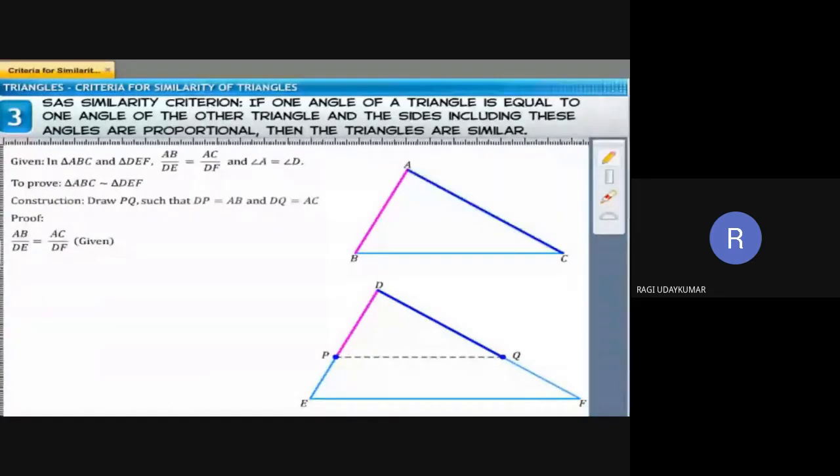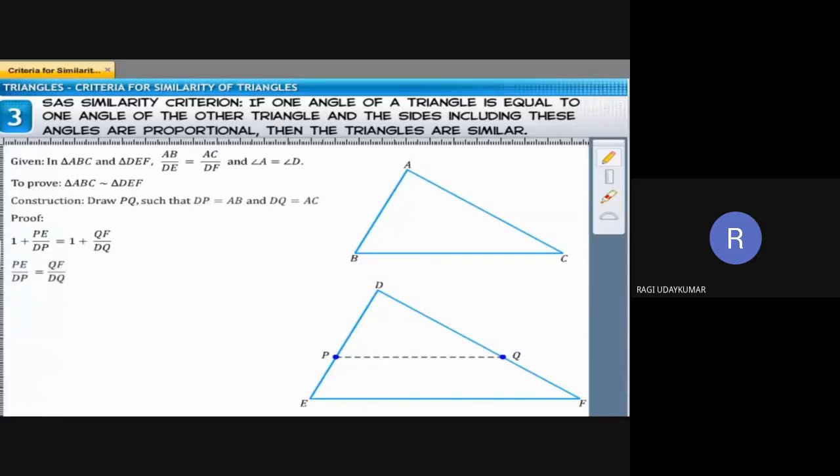So now what do you get here? AB by DE is equal to AC by DF, which is given to you. In place of AB, you write DP, and in place of AC, you write DQ. Okay, and the same reciprocals you take into consideration here, DE by DP, and add one to both sides. Actually, the add-one step is not given to you here.